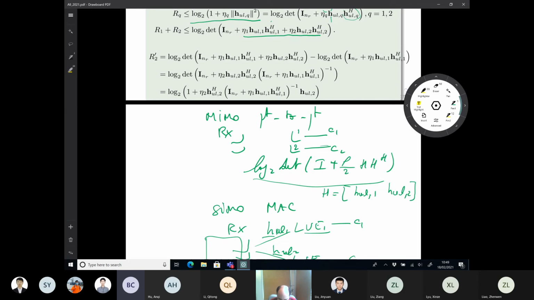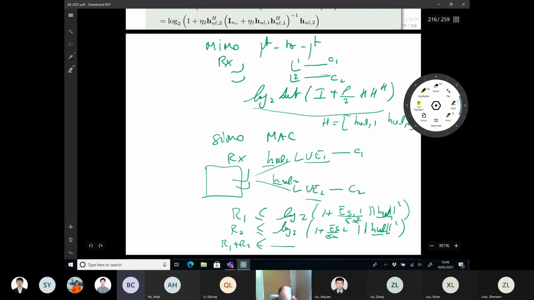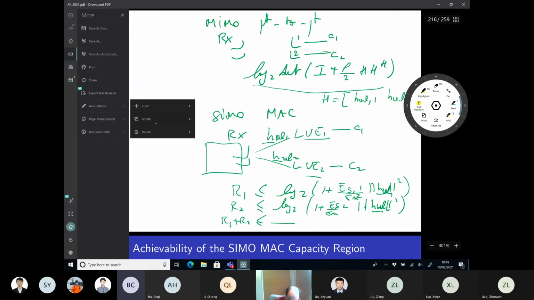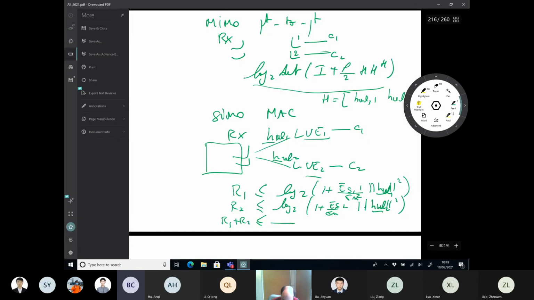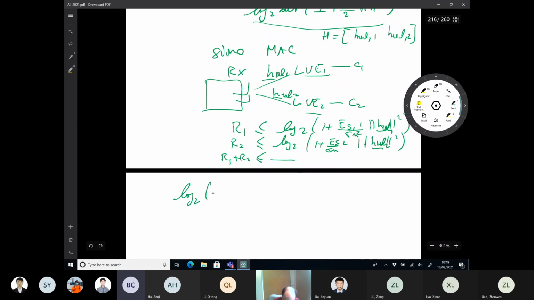Right. So I can write this equivalently here. If I view this as a MIMO system, where I actually have independent streams, what is the maximum rate at which I can transmit, where I allocate a certain power ES1 and ES2? I'm going to have something like this: log 2 of I plus 1 over some noise, of H uplink 1, H uplink 2, multiplied by ES1, ES2.